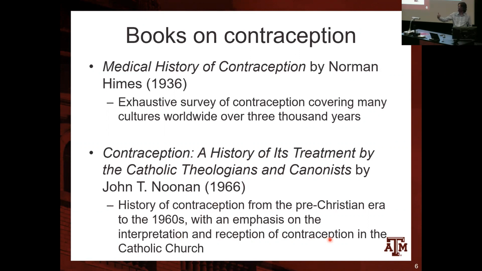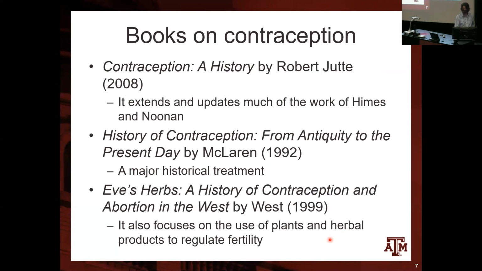So all these different historical facts and how the use of contraception developed through human society have been the subject of several books. Contraception, a history, extends on and updates much of the work of Himes and Noonan. History of contraception is pretty much a major historical treatment showing how contraception developed through time. A history of contraception and abortion also focuses on the use of plants and herbal products to regulate fertility, right?